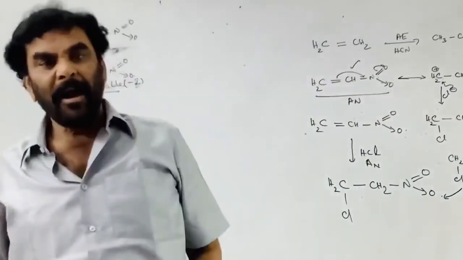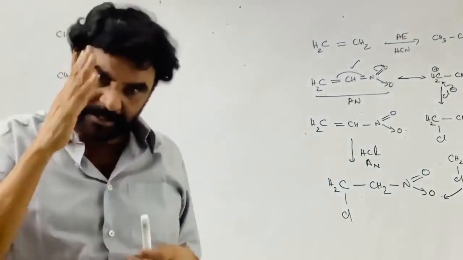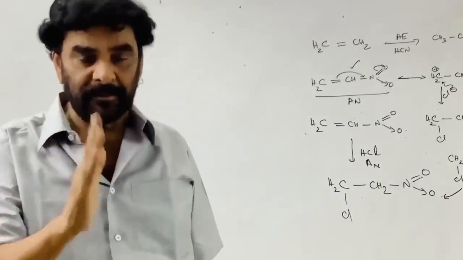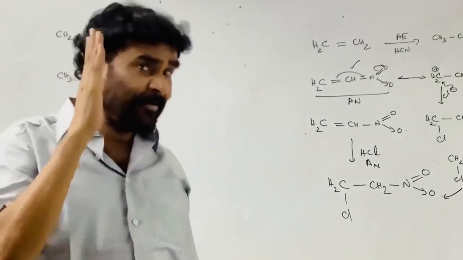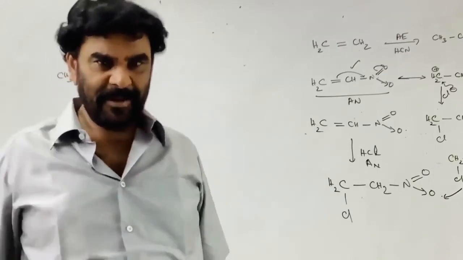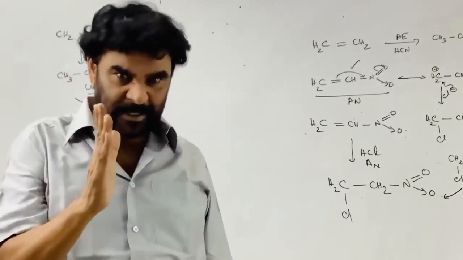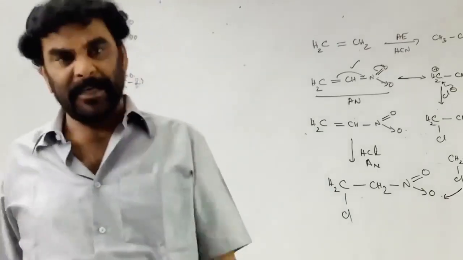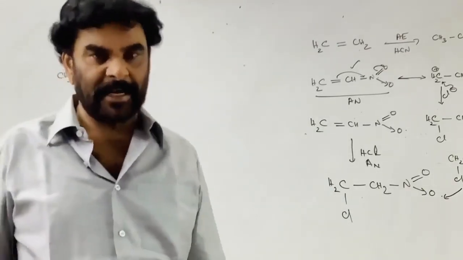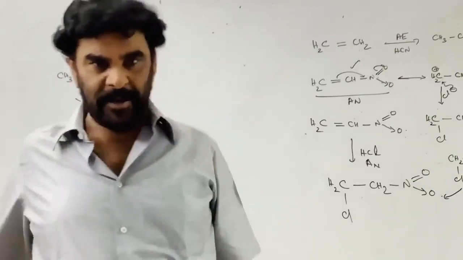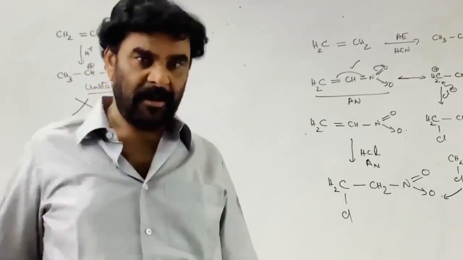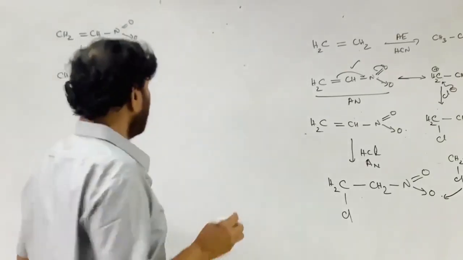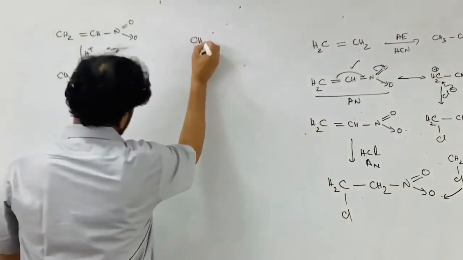That is, ethylenic centers, carbon-carbon double bond centers with electron withdrawing groups. Carbon-carbon double bond centers where -M groups are connected to the ethylenic carbon are called the activated ethylenic center. That is called the activated ethylenic center.